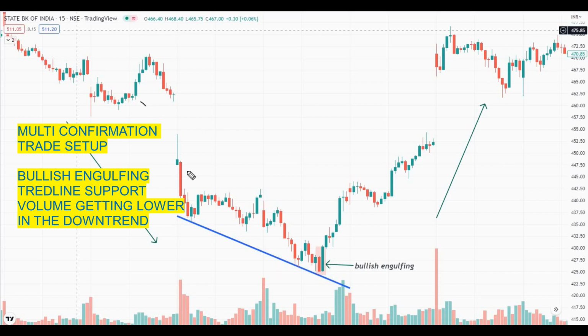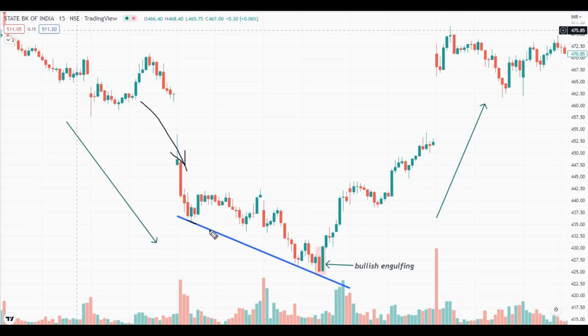Here what is happening, see, prices were in a very strong downtrend, but there was a trend line support here, and although prices were making a lower high lower low pattern, the selling momentum was getting weaker. See the selling momentum. Selling momentum was getting weaker in the markets along with diminishing volume. The volume was getting lower and the selling momentum was also getting lower in the markets.